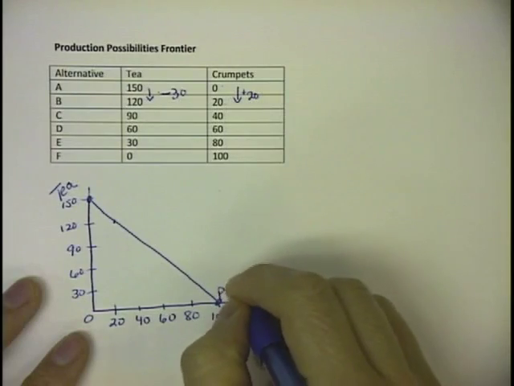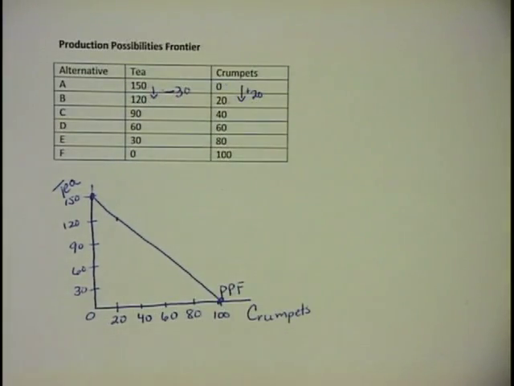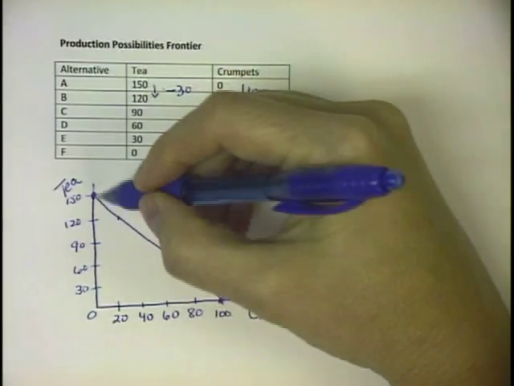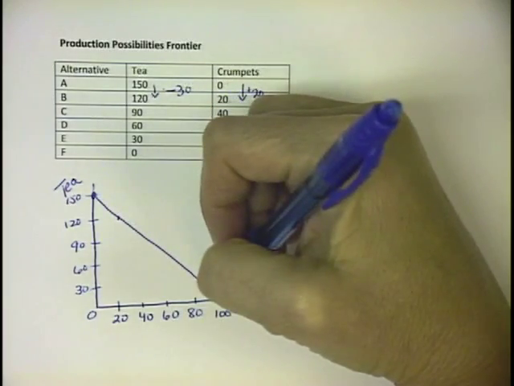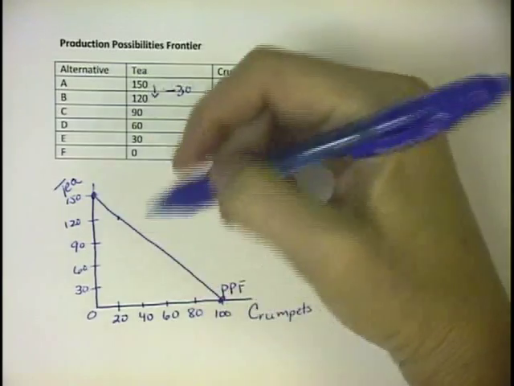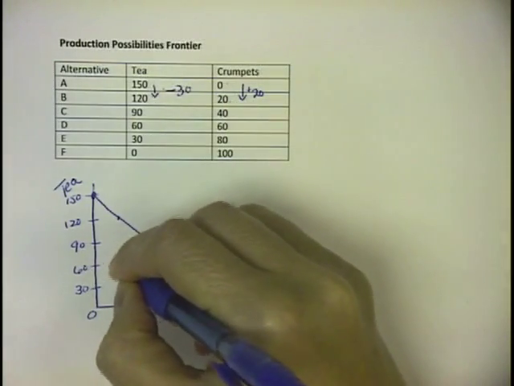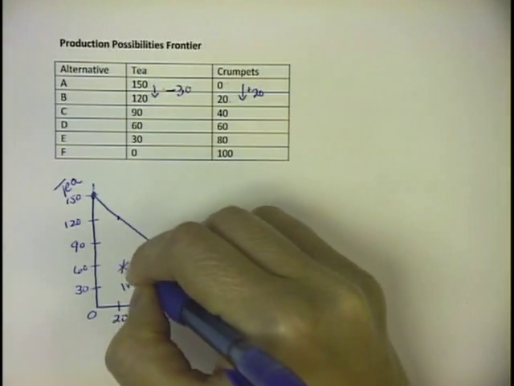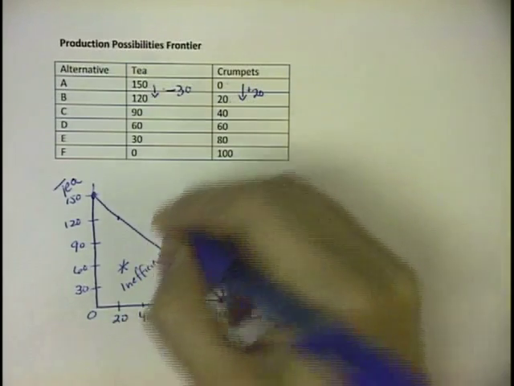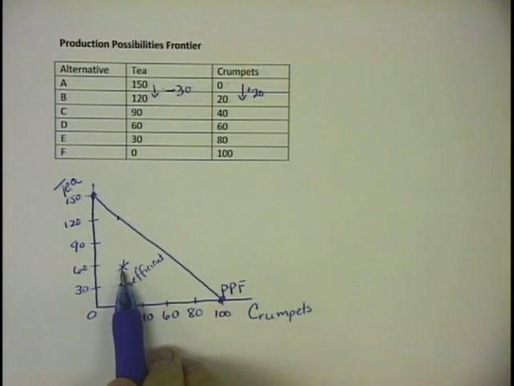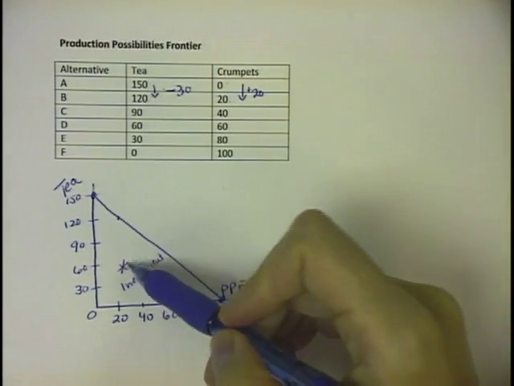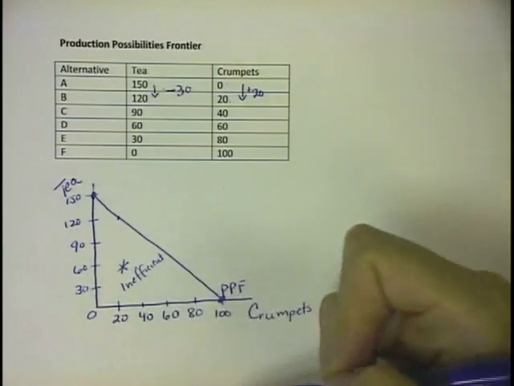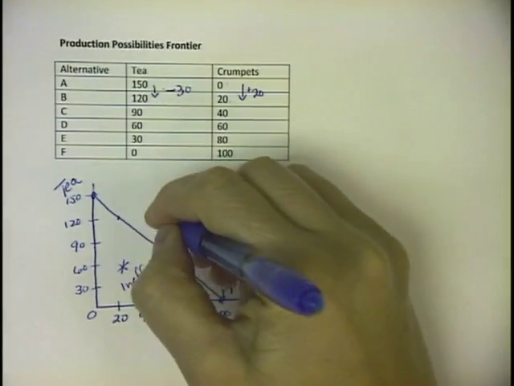This is our PPF, we call it. So this is our boundary. We can produce everything on this PPF. We could produce everything inside as well, but these are inefficient points of production. If I'm in here, I'm not using all of my resources, or I'm not using them to their best ability. So inside our PPF, that's inefficient. We don't want to be in there. But we can't get out here.